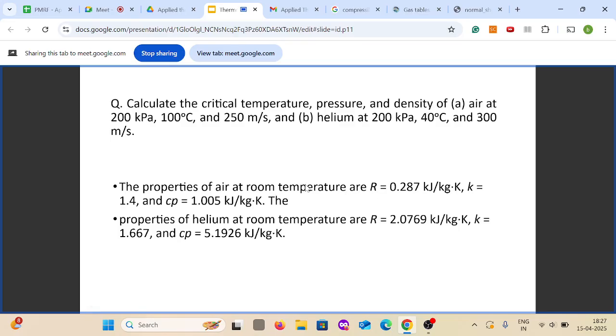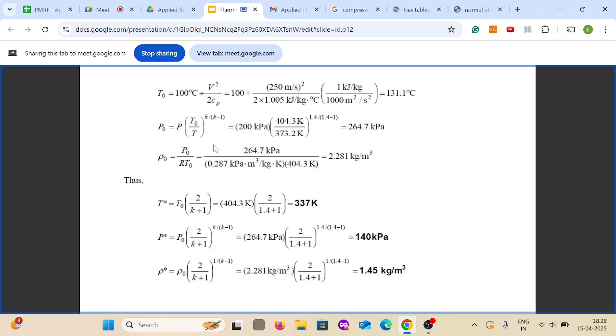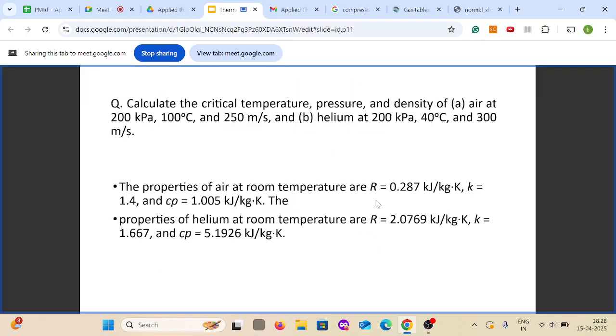So the values are given. Properties for air: R is 0.287, gamma is 1.4 and Cp is 1.005 kilojoule per kg Kelvin. Similarly for helium, R is 2.0769 kilojoule per kg Kelvin, gamma is 1.667, and the specific heat is 5.1926 kilojoule per kg Kelvin. So these are all given. To find the critical temperature and pressure, we first need to find the stagnation properties.